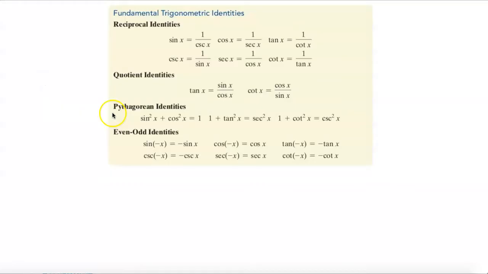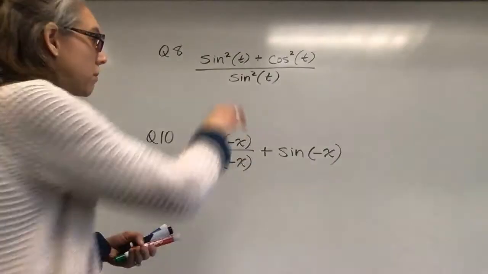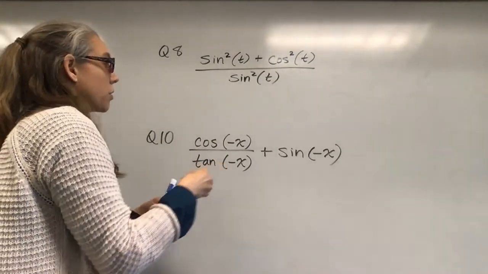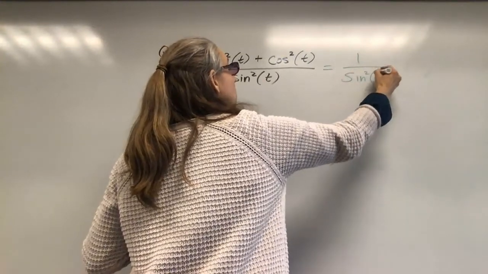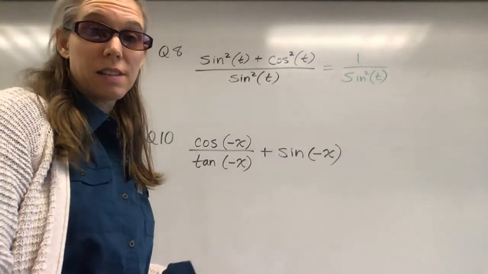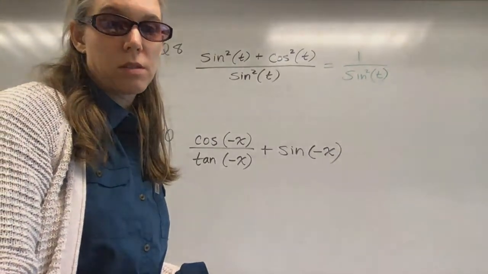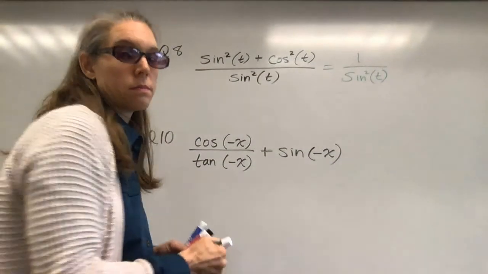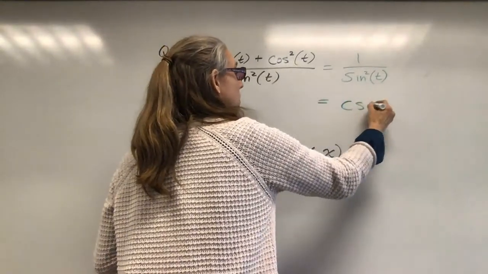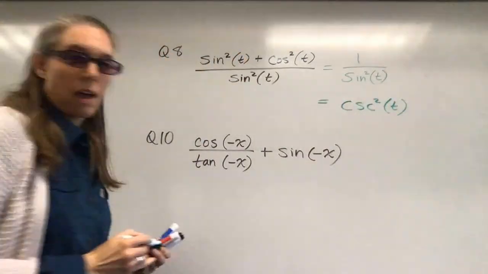no fractions. So going back to our Pythagorean identities, sine squared x plus cosine squared x is equal to 1. So that means that for this right here, I can replace the numerator with 1. And then 1 over sine, going back to those fundamental identities again, a 1 over sine is going to be cosecant. So a 1 over sine squared is then cosecant squared. And that's it for that one.